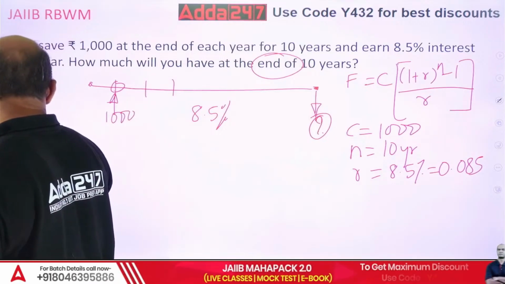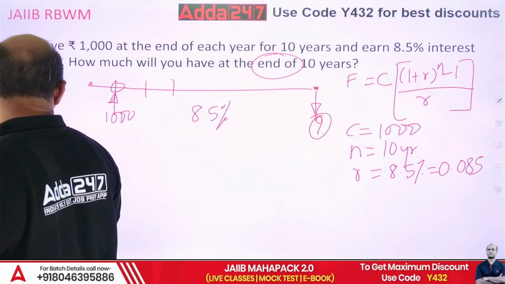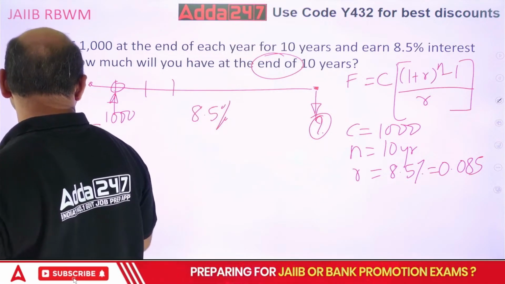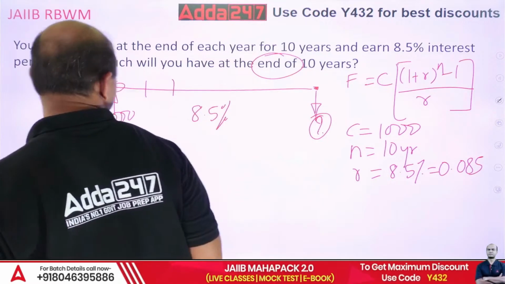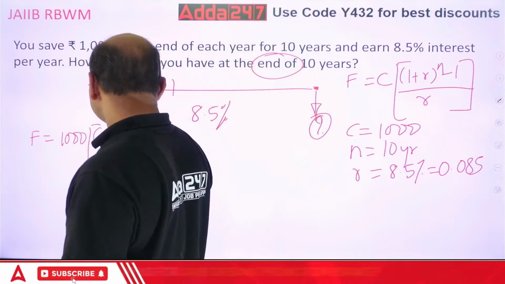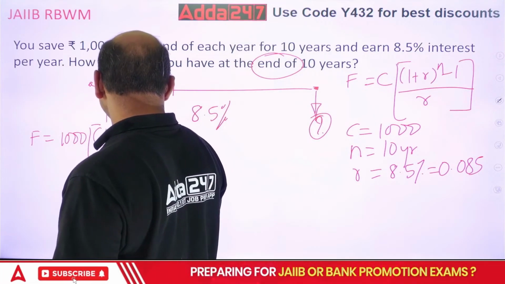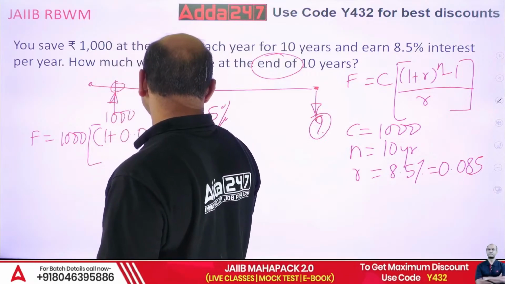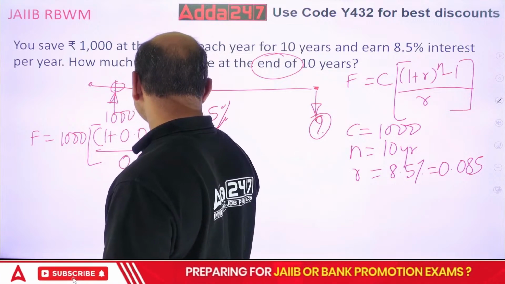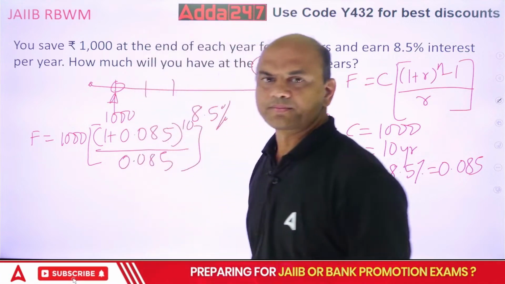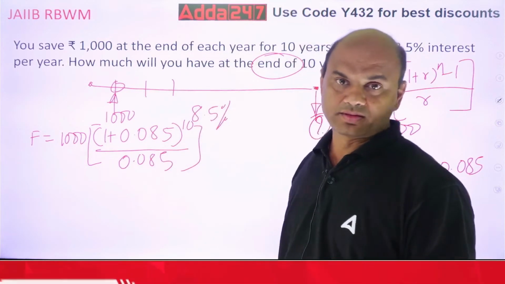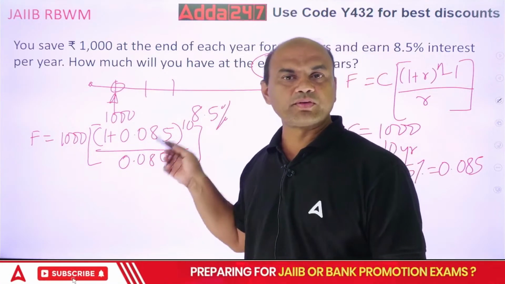So F equals C into, what is C? 1000, into 1 plus R. What is R? 0.085. So 1 plus 0.085 raised to N, which is 10, divided by R, 0.085. Solve this now. This will become 1.085 raised to 10.